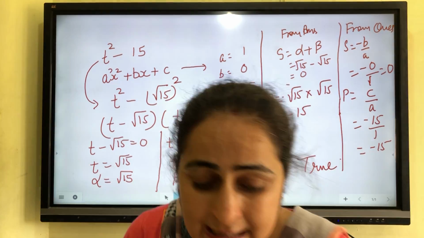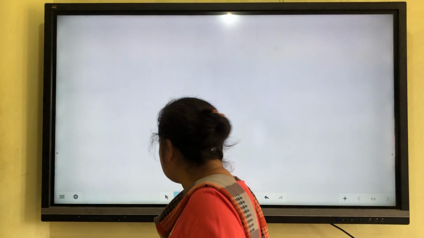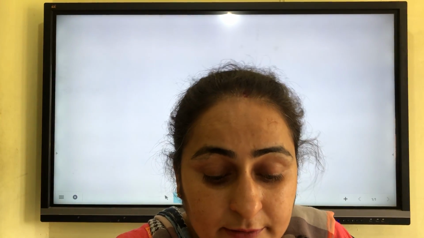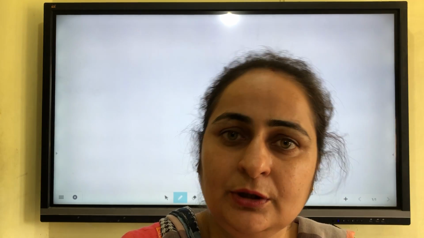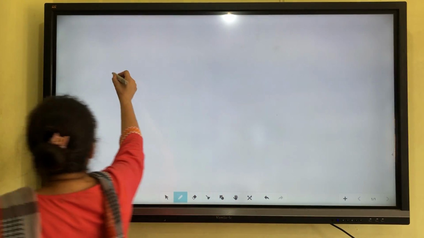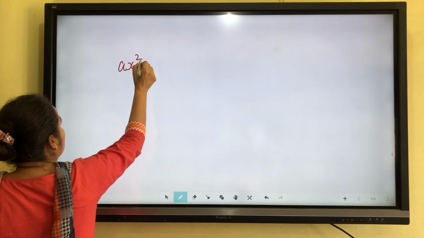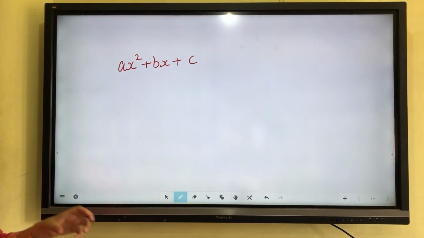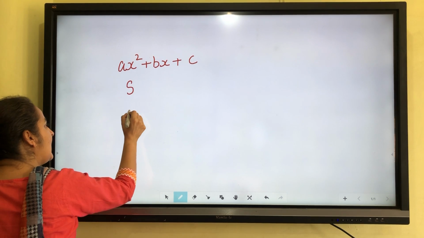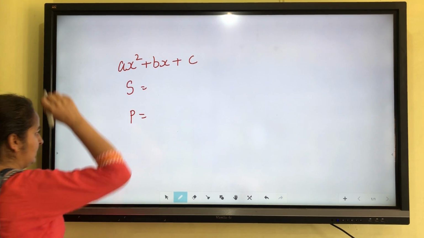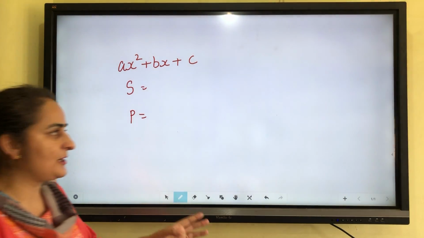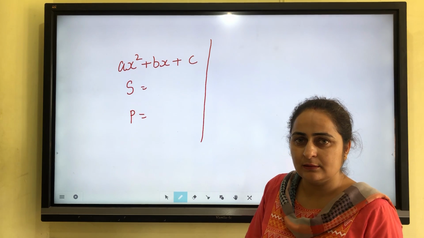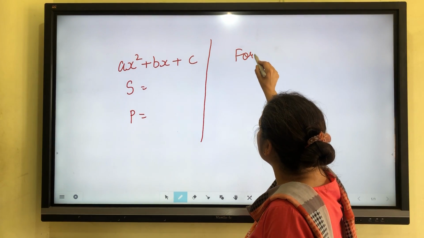Now, let's take the next example. The next topic is, if a quadratic polynomial is already given, then you are able to find the sum and product from the question. But in the next step, we don't have any quadratic polynomial. We want to form the quadratic polynomial.